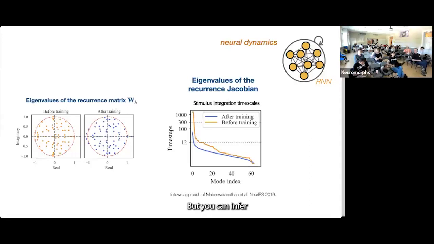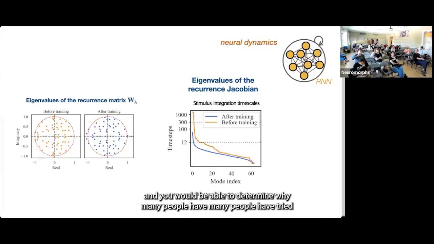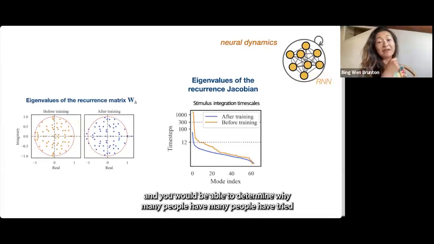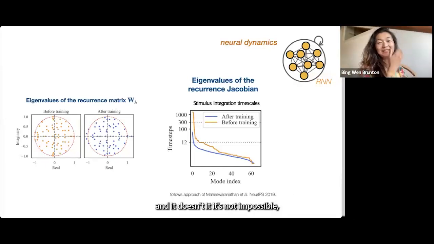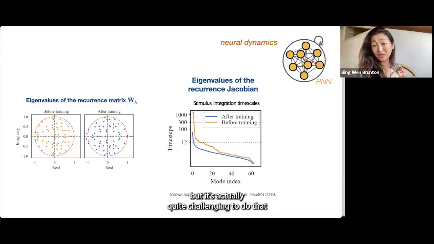But maybe if you measure from many neurons at the same time, would you be able to do the same PCA trajectory and determine it? Many people have tried. It's not impossible, but it's actually quite challenging to do that.